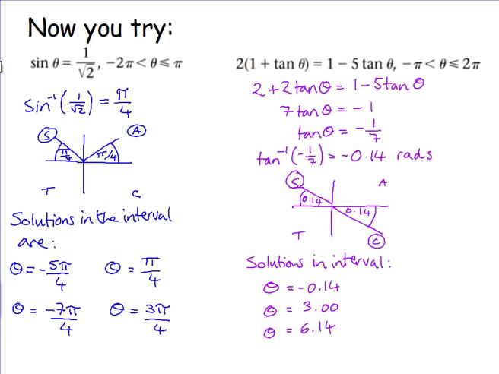Okay, here are two solutions. First equation, fairly standard, except within this interval there are 4 solutions altogether. Second equation, a bit of expanding and collecting terms together. You can show that tan theta is minus 1/7, and then the solutions come from there.